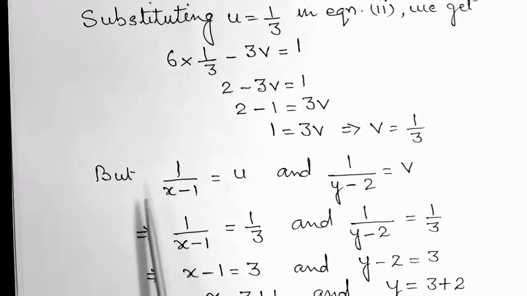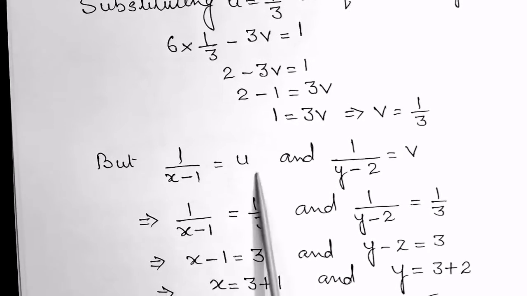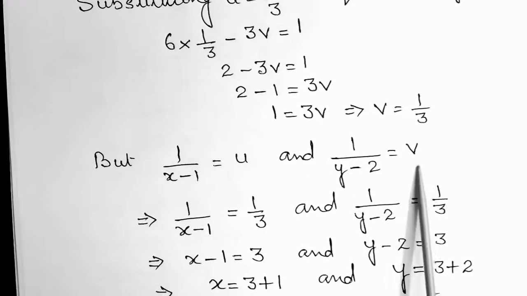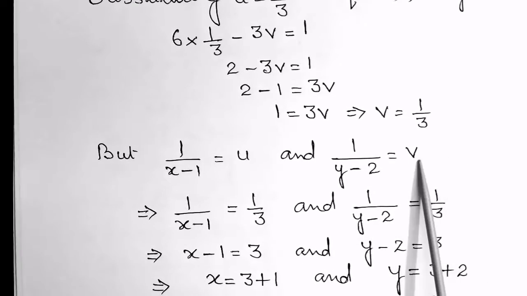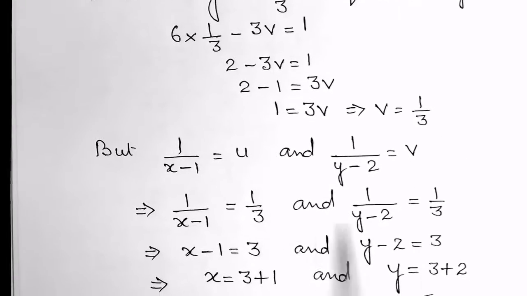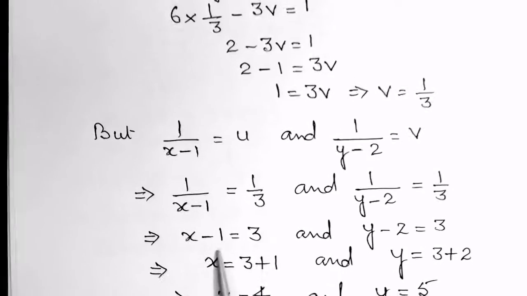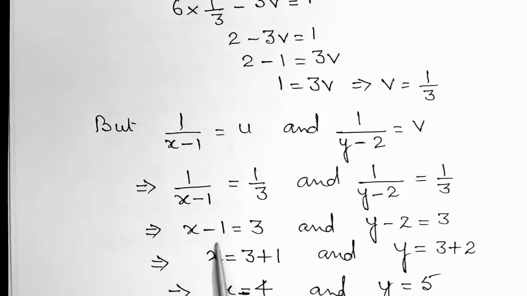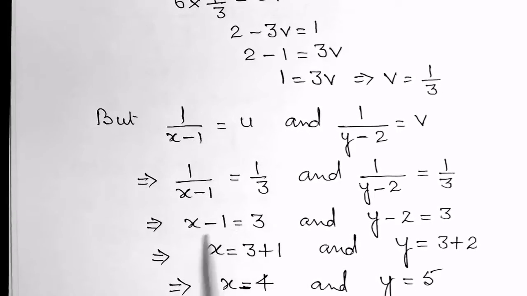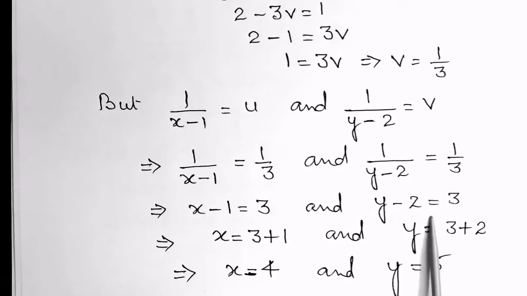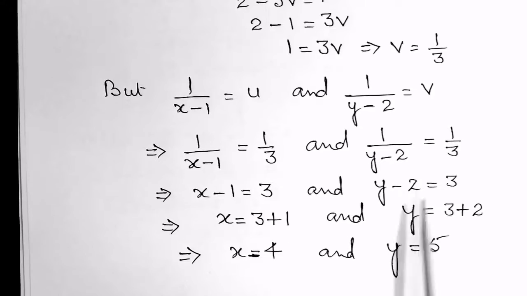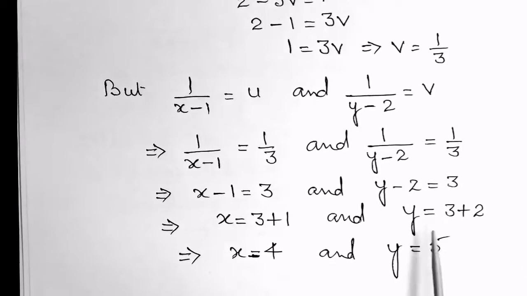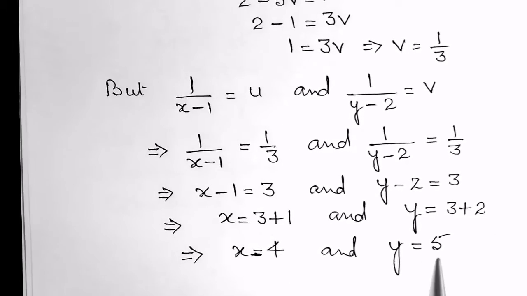Now, but 1 over x minus 1 is u and 1 upon y minus 2 is equal to v, right? So instead of u, put 1 upon 3, and instead of v it is also 1 over 3. So put these values here. Take the reciprocal on both sides for both. So here I get x minus 1 is equal to 3 and y minus 2 is equal to 3. Transpose this 1 to this side, similarly minus 2 to that side. So we get x is equal to 4 and y is equal to 5, which is the required solution.